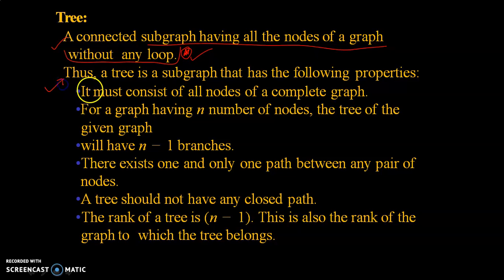Thus, a tree is a subgraph that has the following properties. Property number 1: it must consist of all nodes of a complete graph. It should have all nodes. For a graph having n number of nodes, the tree of the given graph will have n minus 1 branches. There exists one and only one path between any pair of nodes. The tree should not have any closed path, as said above with the definition. The rank of a tree is n minus 1. This is also the rank of the graph to which the tree belongs.